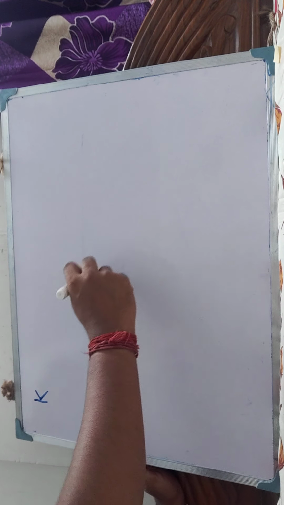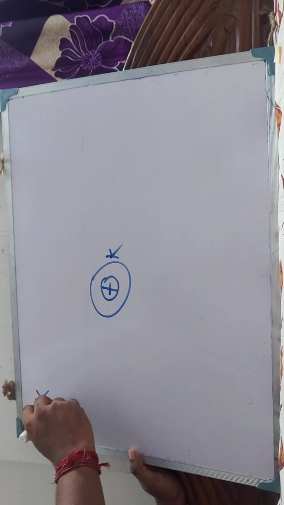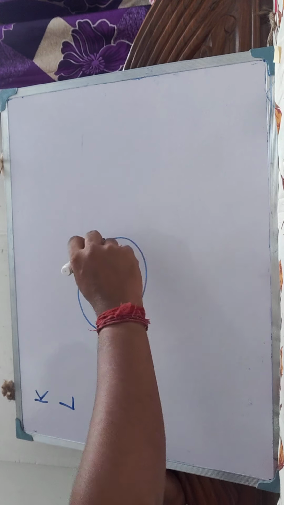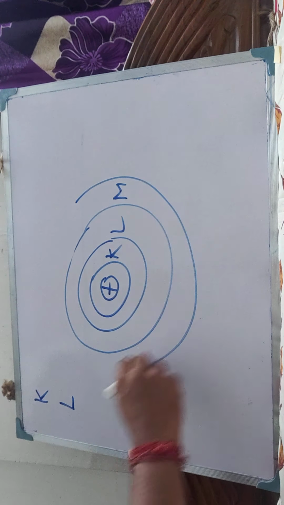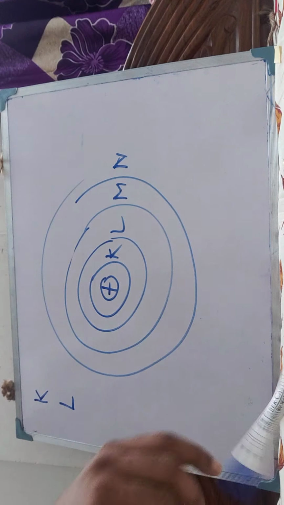Yesterday we learned that according to Bohr there are several orbits in which electrons are revolving around the nucleus, right? The first orbit is known as K. If this is the nucleus, then this one will be known as K. The second orbit is known as L, the third orbit as M, the fourth orbit as N. Like that we go up to K, L, M, N, O, P, Q.